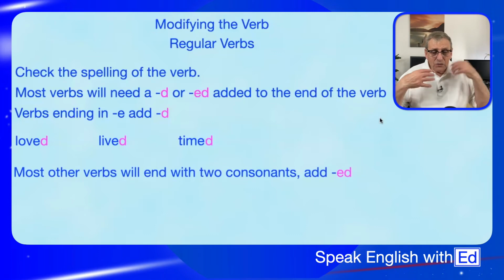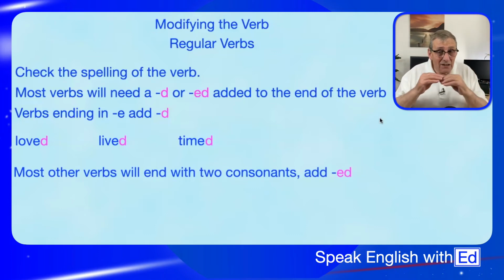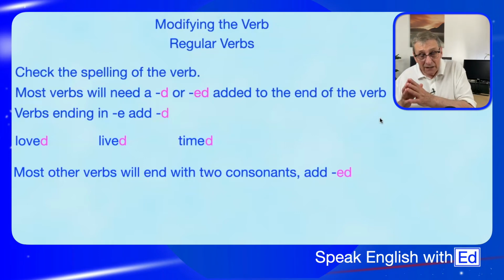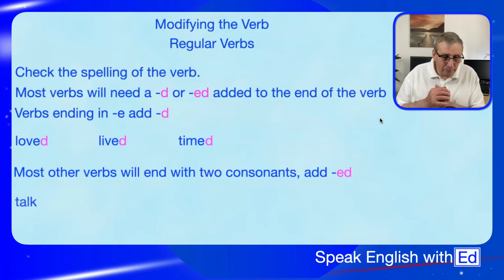Now, once you've checked to see if it's an E, and if it doesn't end in an E, most of the other verbs are going to end with two consonants. And in that case, you add ED. Let me show you what I mean.